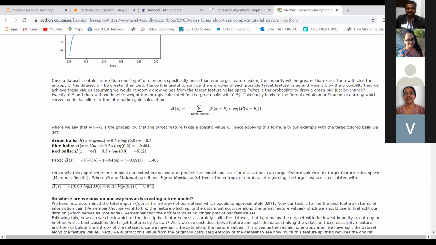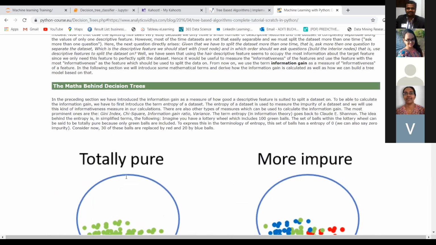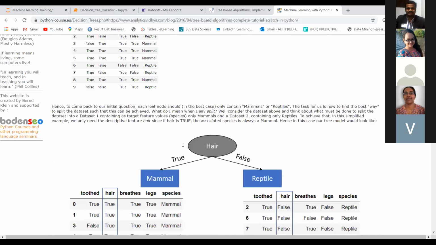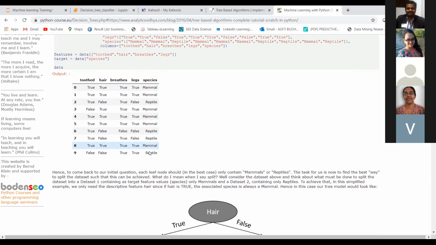We know that in our data set we have 6 mammals present. You can go over here and see. This is our data set, and out of 10 data points, we have how many mammals? 1, 2, 3, 4, 5, and 6. We have 6 mammals and 4 reptiles, correct?